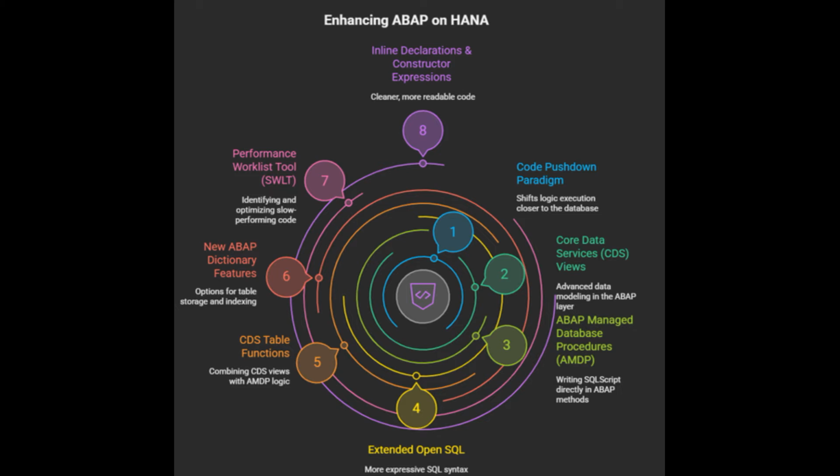ABAP has lots of predefined types. You've got complete types like I for integer, INT8 for big integers, DECFLOAT for floating points, D for dates, YYYYMMDD, T for time, HHMMSS, STRING for text, XSTRING for binary data, and incomplete types where you give it a length, like C for character strings, N for numeric strings, X for byte sequences, and P for packed numbers. Type P, packed numbers, are really important for business logic. Very efficient for calculations, especially finance, storing 2 digits per byte.